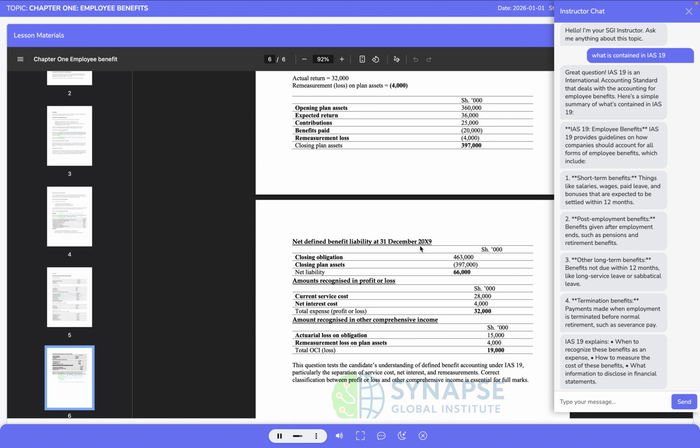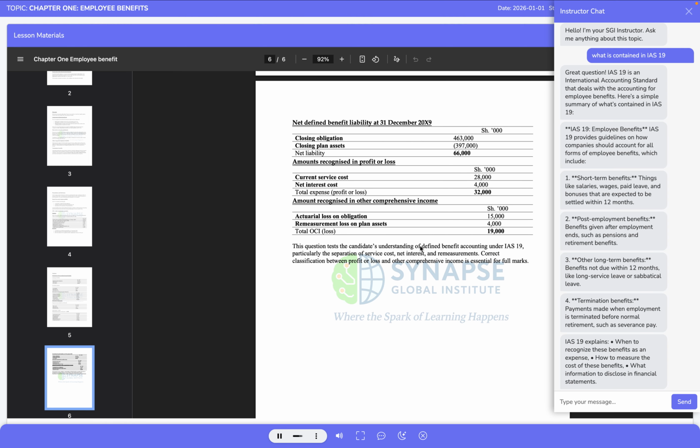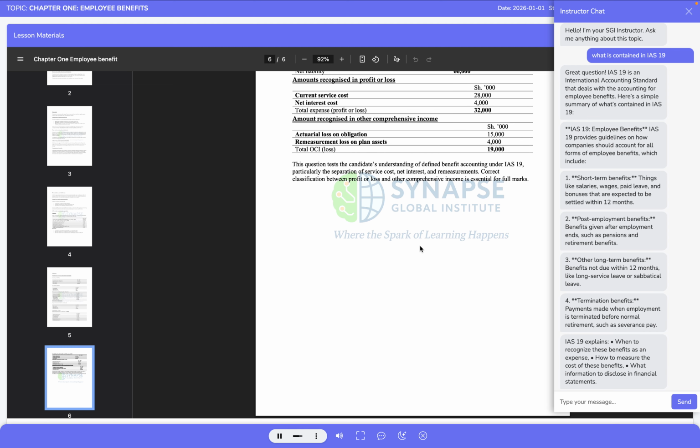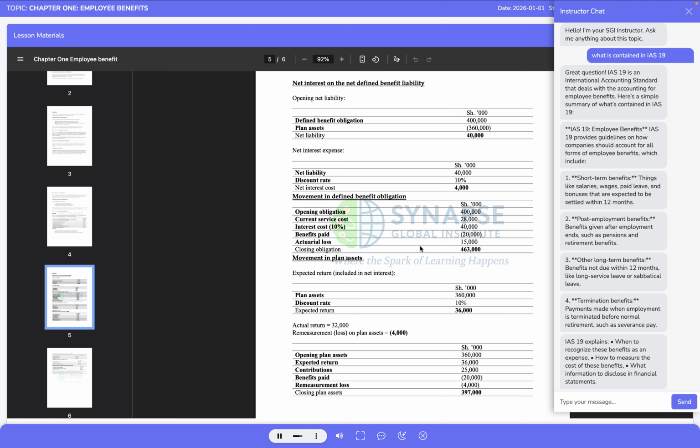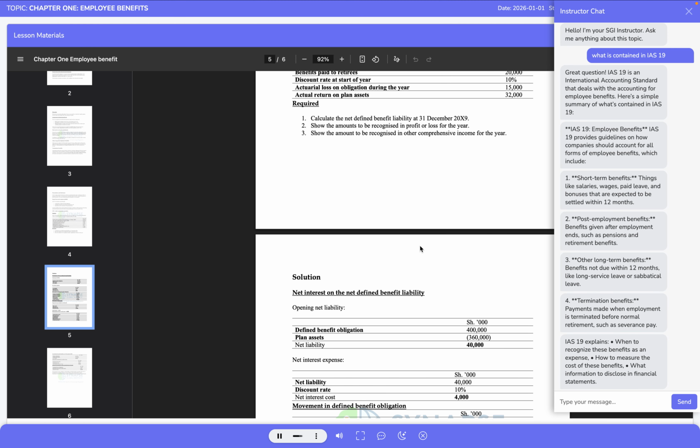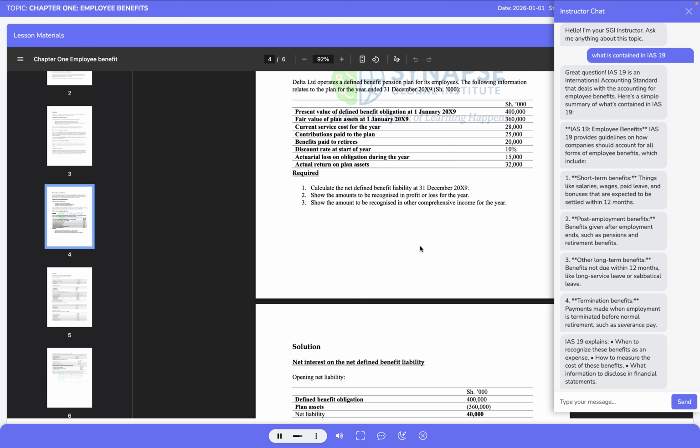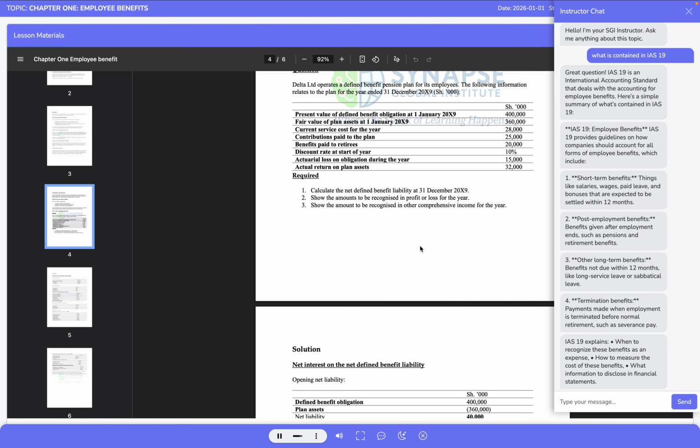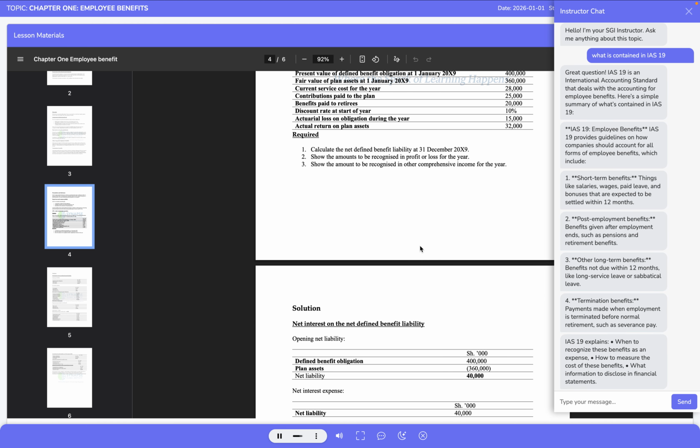The movement in plan assets starts with 360 million shillings, adds expected return of 36 million shillings based on the discount rate, adds contributions of 25 million shillings, deducts benefits paid of 20 million shillings, and recognizes a remeasurement loss of 4 million shillings, because the actual return was lower than expected. This gives closing plan assets of 397 million shillings.